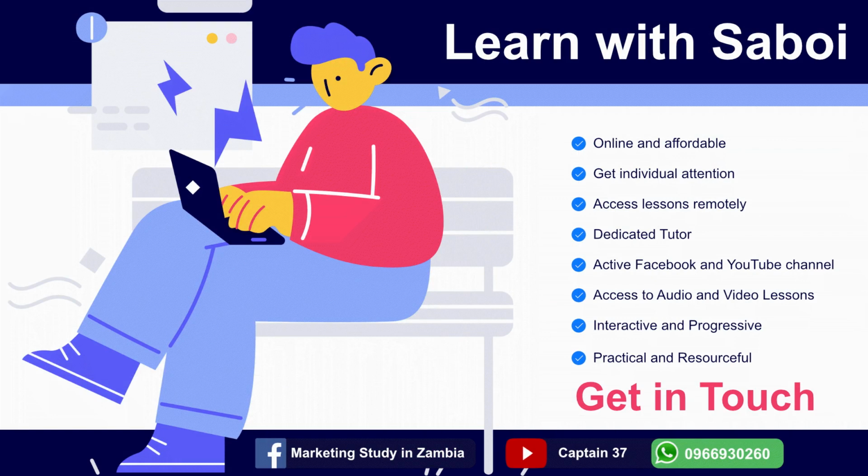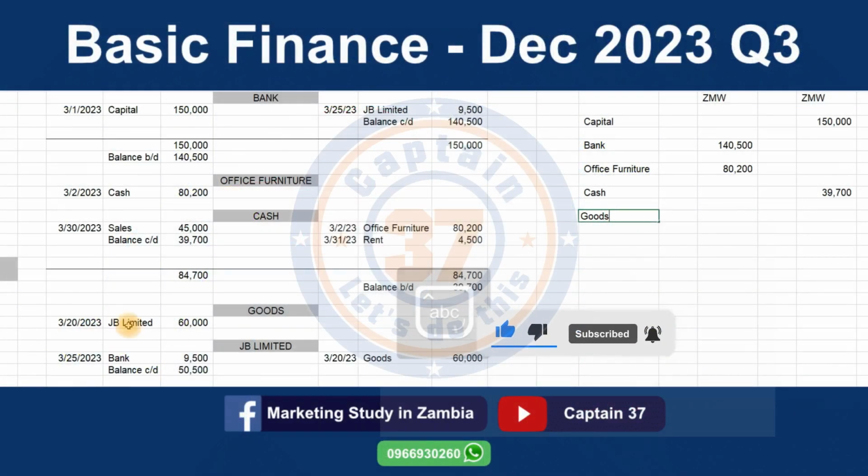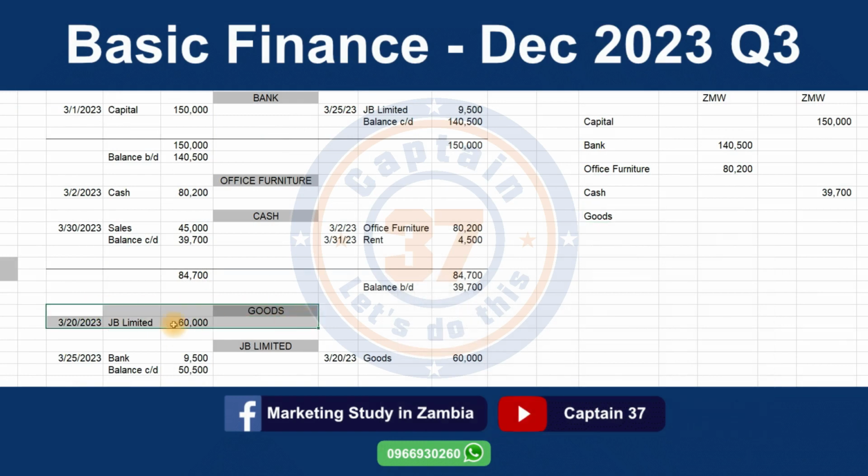All right, we've dealt with cash. Next is goods. So we have goods. The balance is where? This side. You see, it's on the left side, so it's going to be debited. This amount is how much? 60,000. Okay, we proceed.